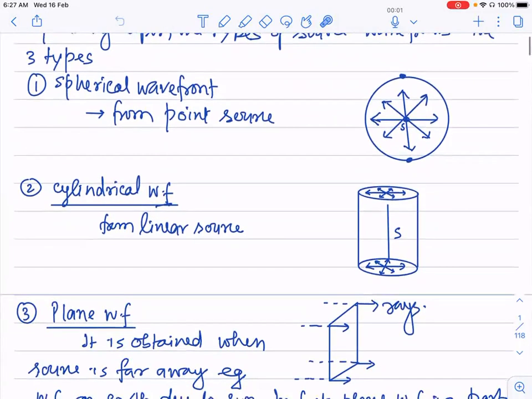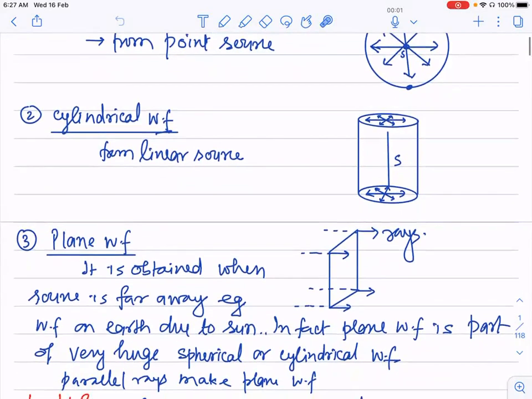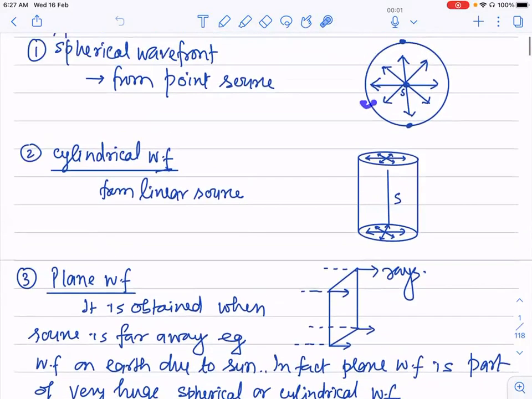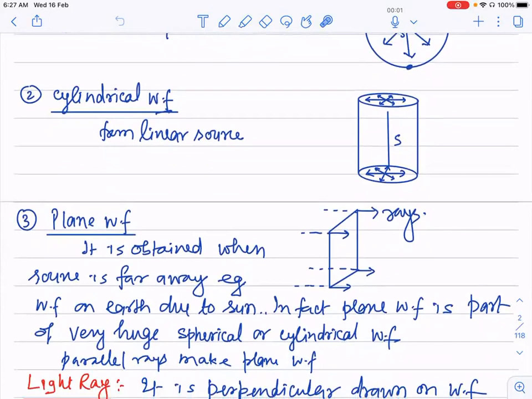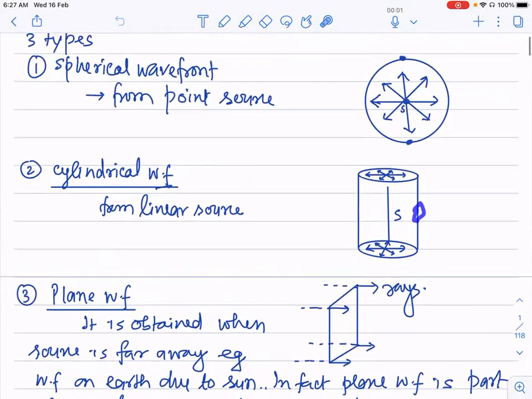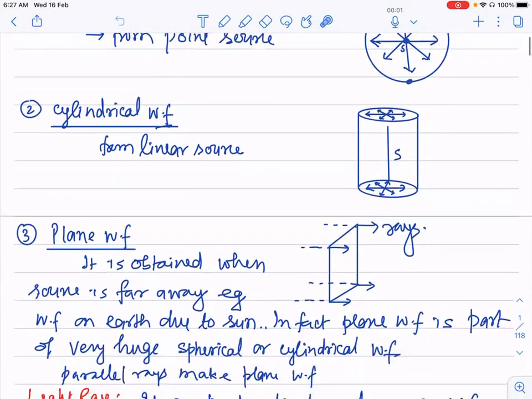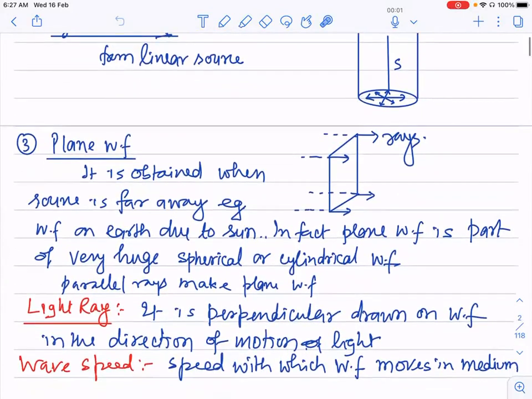And if the source is linear, we get a cylindrical wavefront. And if the source is far away, it can be spherical, it can be cylindrical, but it is far away, then we get the plane wavefront. A plane wavefront is nothing but a very small surface of a very huge wavefront. A small part of a very huge wavefront will look like a plane surface. It is obtained when the source is far away.